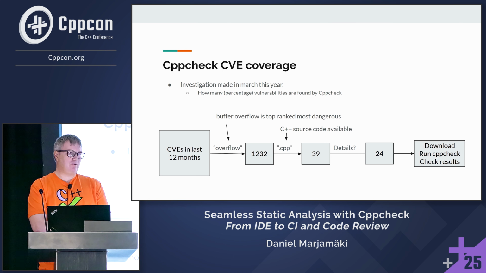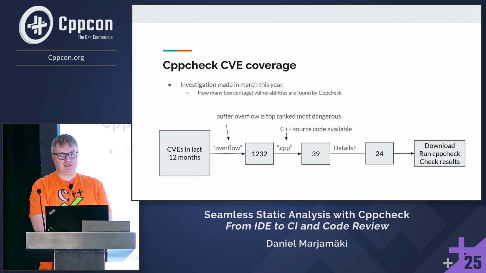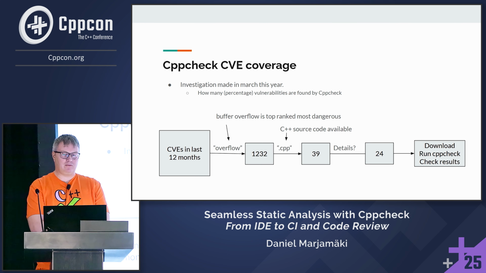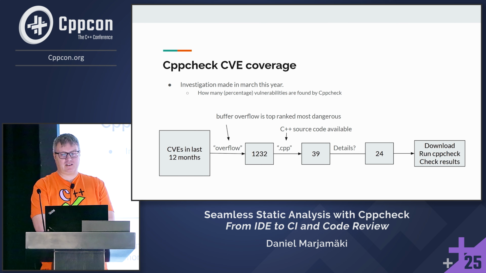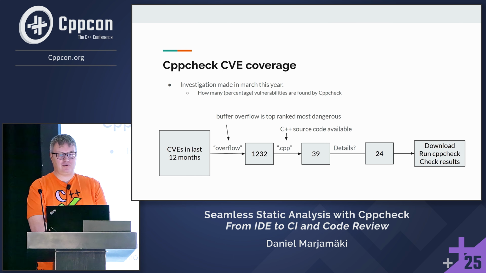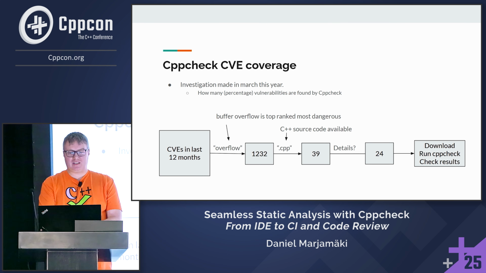To be able to run Cppcheck on a CVE and check if we find the actual bug, I need some more details than just the whole project or the file name. I need a specific line and so on. In many cases, if there was a git SHA provided in the CVE, then I could see what the problem is, or if there was a pull request or something like that. So something very specific. And now I have 24 CVEs.